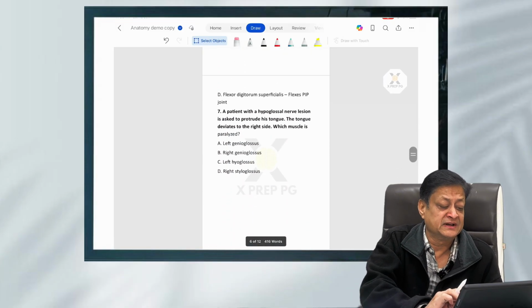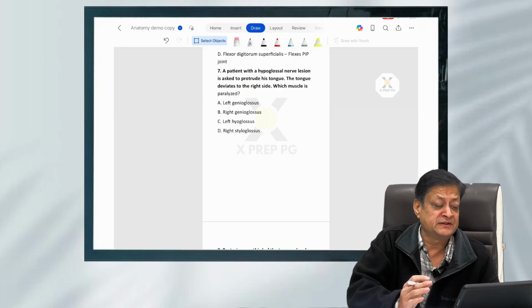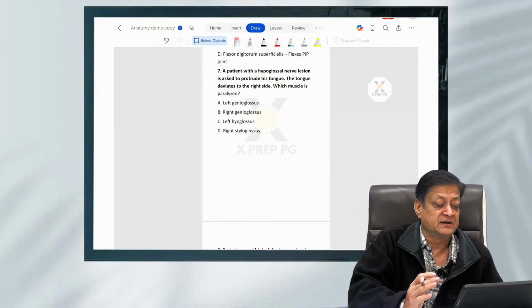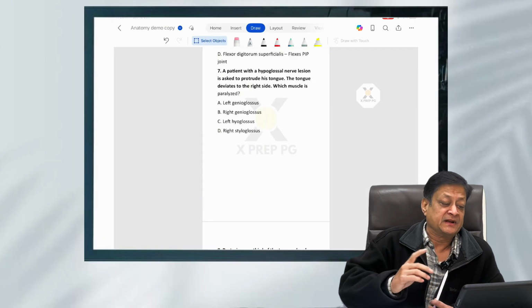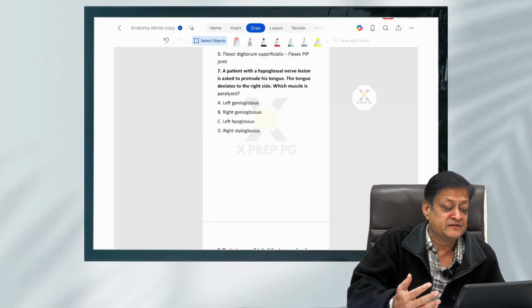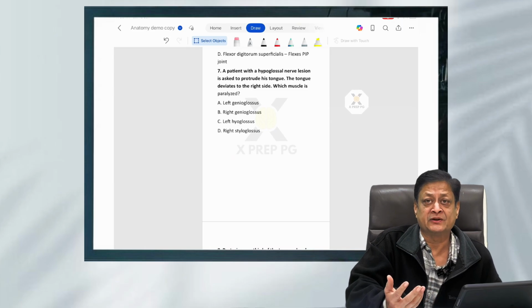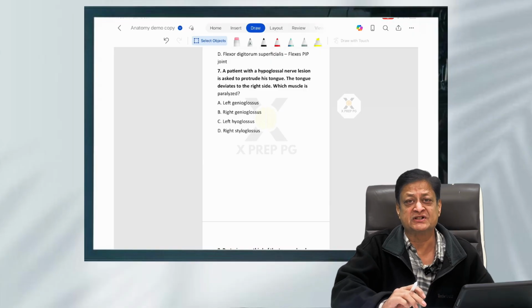We focus on the next MCQ, that is MCQ number 7. A patient with a hypoglossal nerve lesion is asked to protrude the tongue. The tongue deviates to the right side. We have to name the muscle which is paralyzed. The four choices are left genioglossus, right genioglossus, left hyoglossus, right styloglossus. Our answer is right genioglossus muscle.